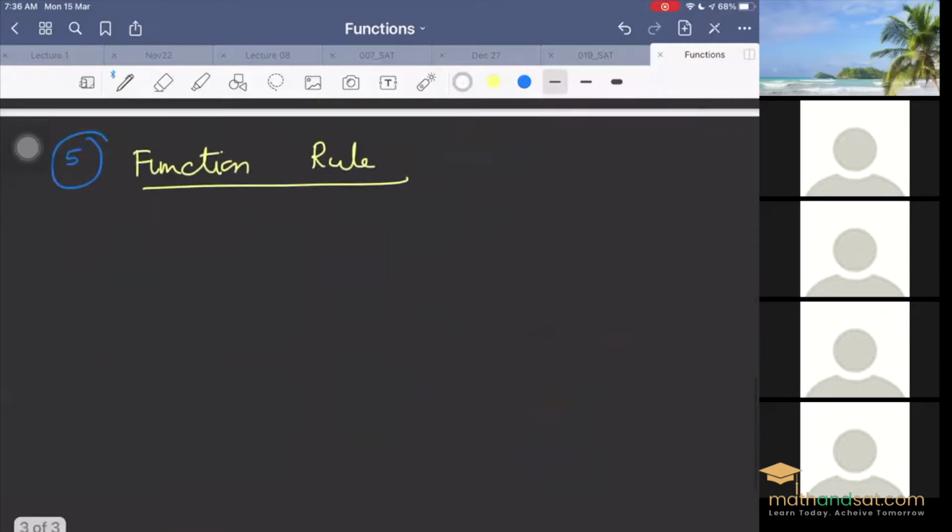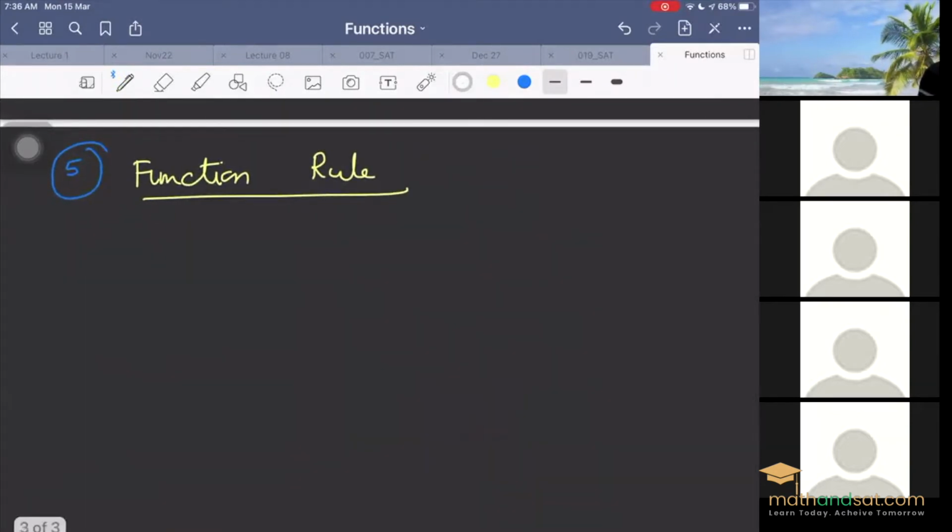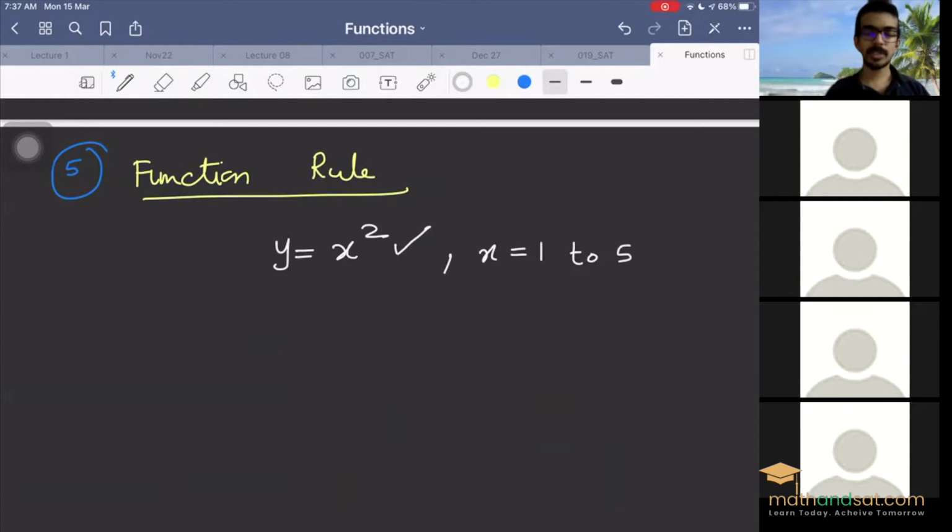So I'm going to write y is equal to x squared. What does it mean? x is the general symbol we use to represent the input and y is the general symbol we use to represent output. So this function rule simply says that your output is the square of the input. And you have to mention that your x value takes values from 1 to 5.